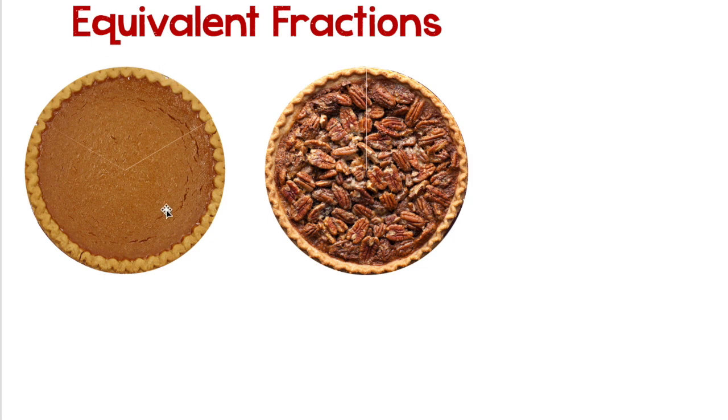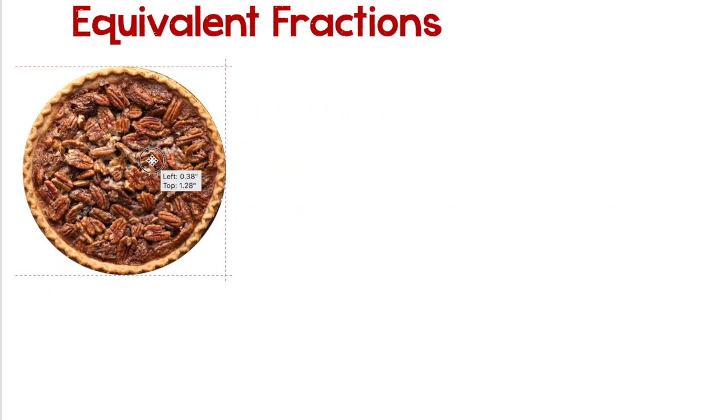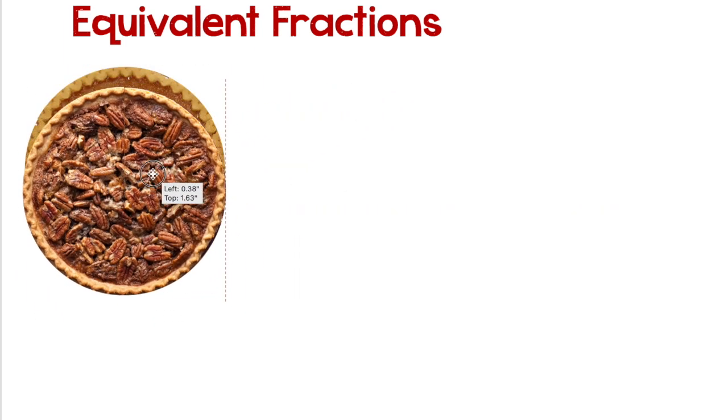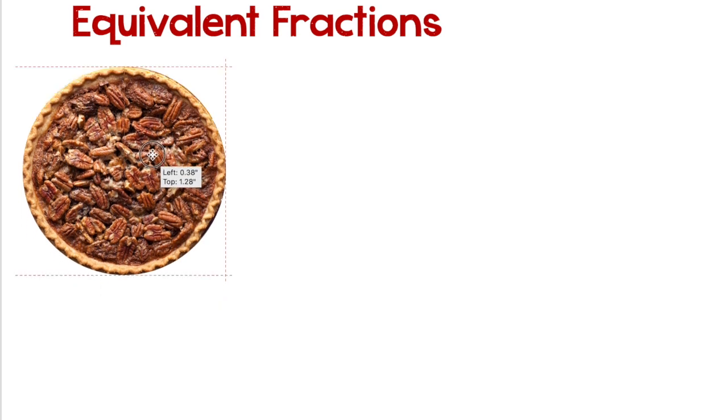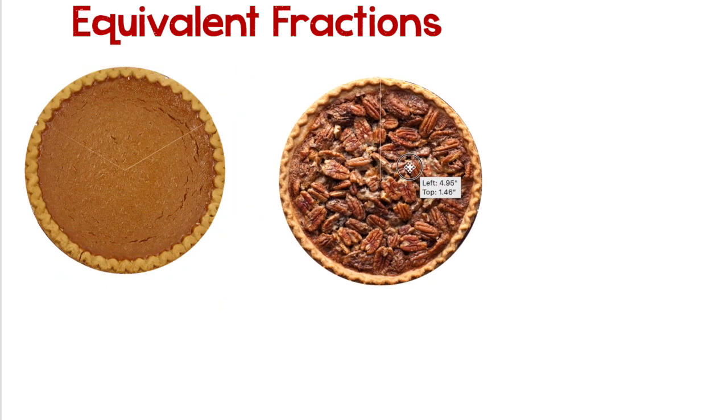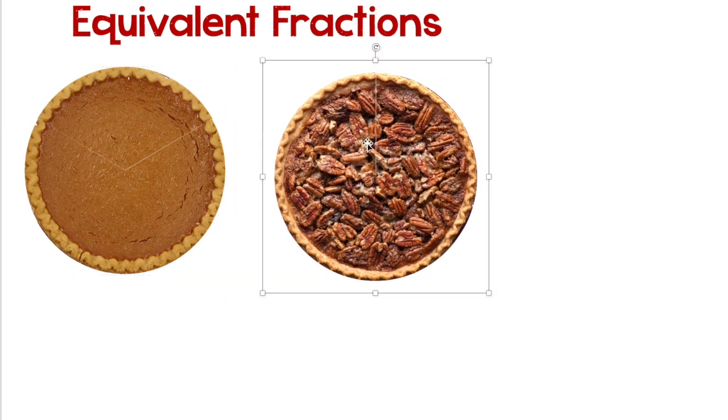Mrs. Otto got a delicious pumpkin pie, and Mrs. Thompson got a delicious pecan pie. And what I notice about these pies is that they are exactly the same size. The pecan pie and the pumpkin pie, when they're still as a whole, are exactly the same size.